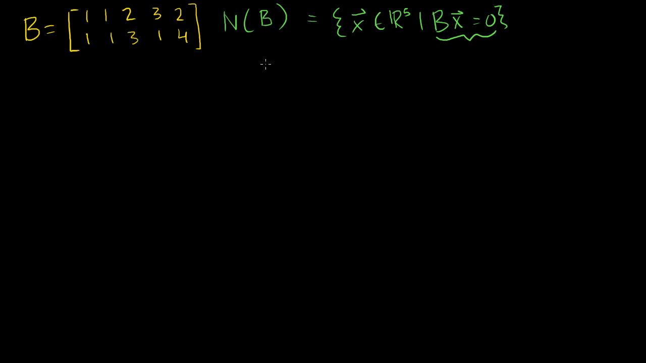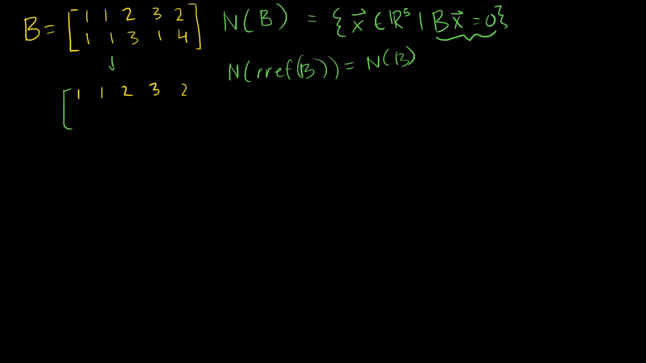And we've seen before that the null set of the reduced row echelon form of B is equal to the null set of B. So what's the reduced row echelon form of B? This is actually almost trivially easy. Let me just take a couple of steps right here. To get a 0 here, let's just replace row 2 with row 2 minus row 1. So what do we get? Row 1 doesn't change. It's just 1, 1, 2, 3, 2.